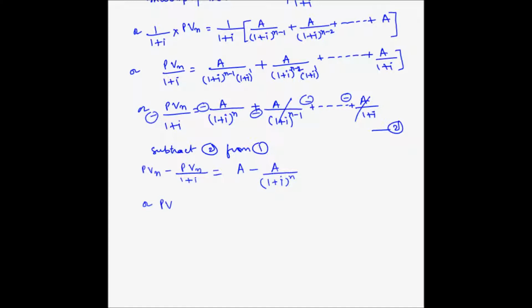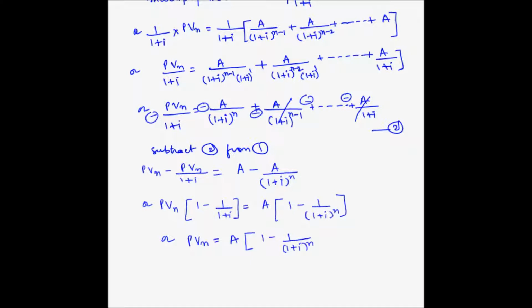Or let's say we take PVN as common, so 1 minus 1 divided by 1 plus I is equal to, here we'll take A as common, 1 minus 1 divided by 1 plus I to the power n, or PVN is equal to A into 1 minus 1 divided by 1 plus I to the power n divided by 1 minus 1 divided by 1 plus I. So basically we have taken this term to the right hand side. Now let's try to further simplify this equation.